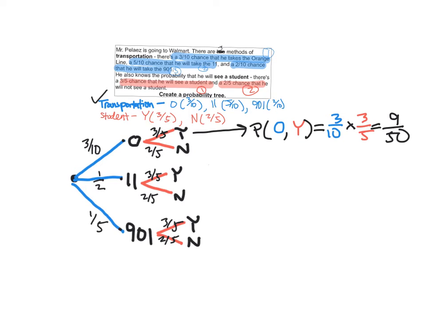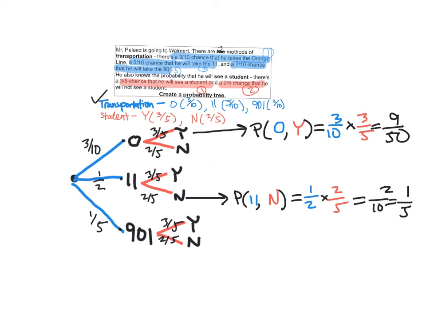Similarly, let's pick another random one. I can take the 11 and no. So this one right here is going to represent the probability that I went on the 11 and that I did not see a student. The probability that I took the 11 is 1/2. The probability that I don't see a student is 2/5. So the probability that I take the 11 and do not see a student is going to be 2 out of 10, or 1/5.